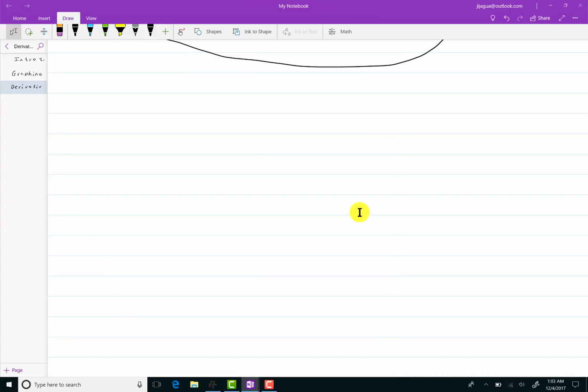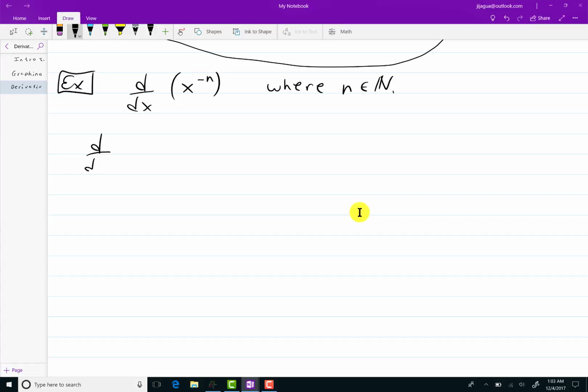Let's do another example. How about the derivative, d over dx, of x to the negative n, where n is a natural number? Well, it's probably best to rewrite x to the negative n as 1 over x to the n, because now I can use the quotient rule.